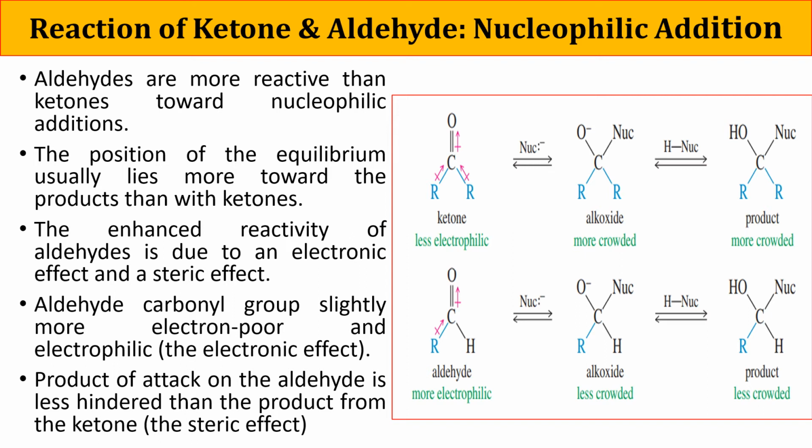Notice that an aldehyde has only one electron-donating alkyl group, making the aldehyde carbonyl group slightly more electron poor and electrophilic, applying the electronic effect. Also, an aldehyde has only one bulky alkyl group compared with two in a ketone, leaving the carbonyl group more exposed toward nucleophilic attack. Especially with a bulky nucleophile, the product of attack on the aldehyde is less hindered than the product from the ketone, applying the steric effect.